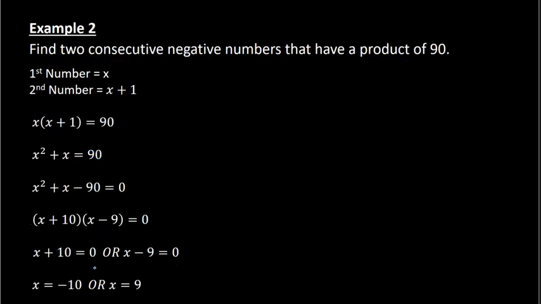Now take note that there's really only one correct answer, because looking back at the initial question, we were told to find two consecutive negative numbers. So that means we'd be using this negative 10 here. So 9 is not an answer because of the directions. So the first number is negative 10, which means the number after that is one more than negative 10, which would be negative 9. And we can double check, because when I multiply negative 10 times negative 9, we do get positive 90 back out.